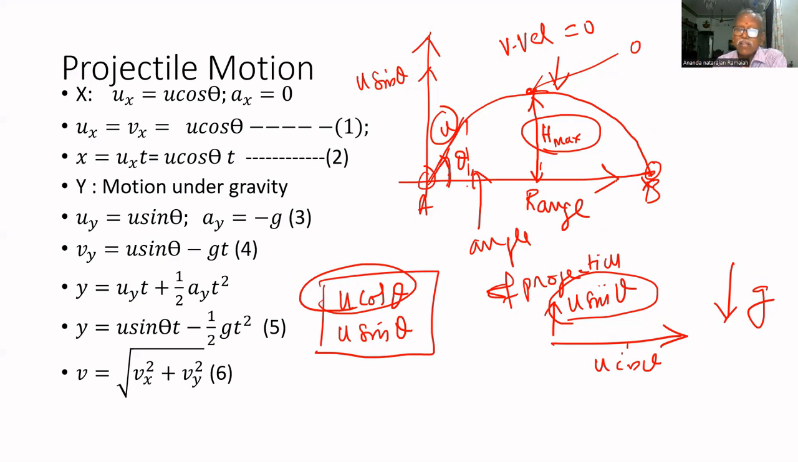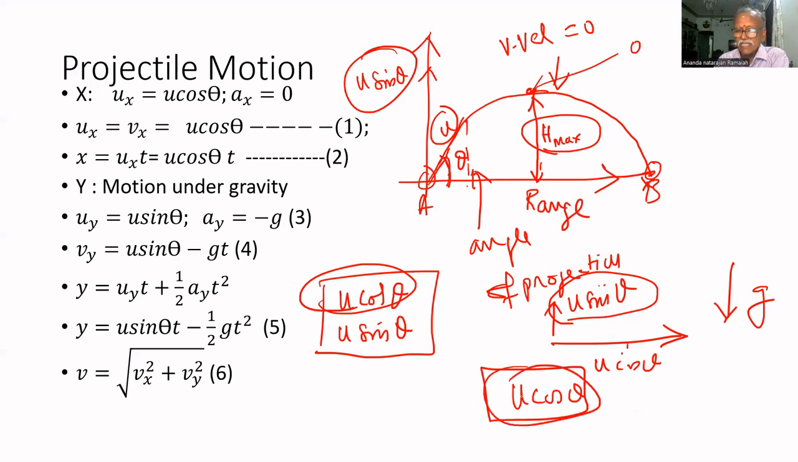What will happen to horizontal velocity? Vertical velocity is u sin theta. What happens to horizontal velocity u cos theta? Already I told you that no force is acting along this direction, because gravity is acting perpendicular to this u cos theta. That's why it will not affect u cos theta. Everywhere its value is u cos theta. Here also its velocity is u cos theta only.